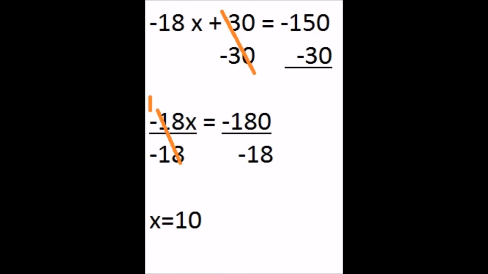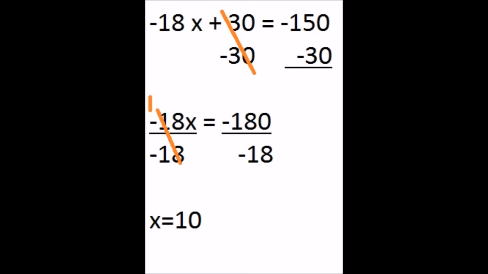So remembering that we're trying to get x by itself, we have to do the opposite operation of what's going on. In this case, we have a negative 18 times x. So the opposite of that is to divide it. So we're going to divide it by the negative 18. And what we do to one side, we must do to the other. The negative 18 divided by negative 18 gives us a 1. So that cancels itself out and leaves us with just one x.